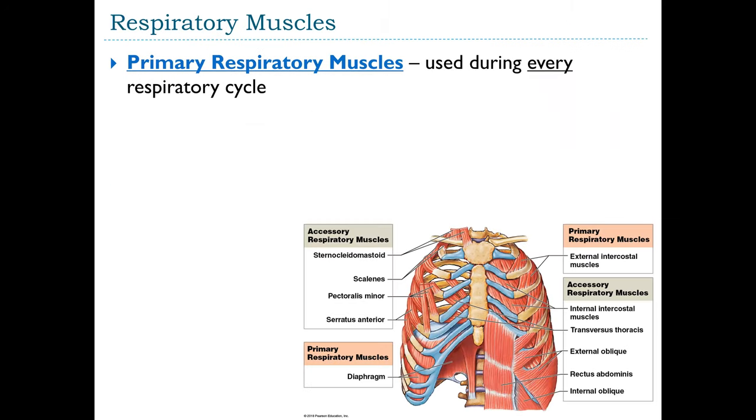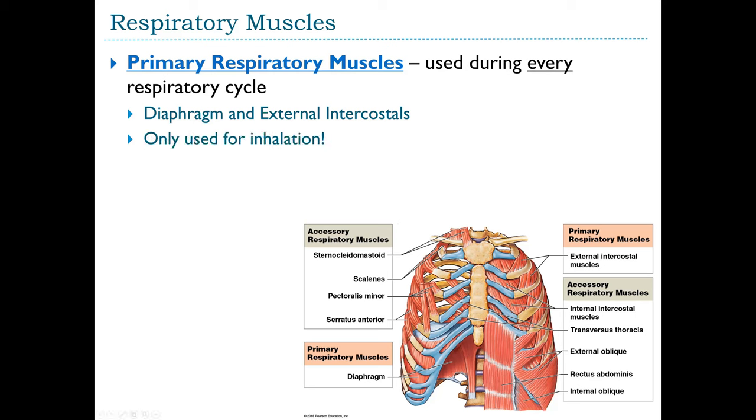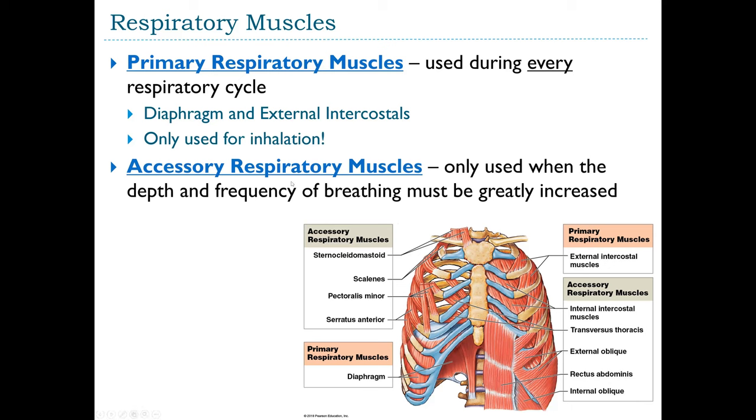So the primary respiratory muscles, which we just said were the diaphragm and the external intercostal muscles, are used during every respiratory cycle. So the diaphragm and the external intercostals are used every time you breathe, and they are also only used for inhalation. So they are only used to inhale air. They actually relax during exhalation, as we'll talk about in a moment. You do also have accessory respiratory muscles, and those are shown here in this image under the two headings on the left and right that say accessory respiratory muscles. They are only used when the depth and frequency of breathing must be greatly increased, like during exercise, for example, when you're breathing more deeply and more heavily.